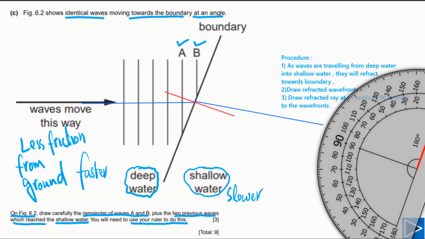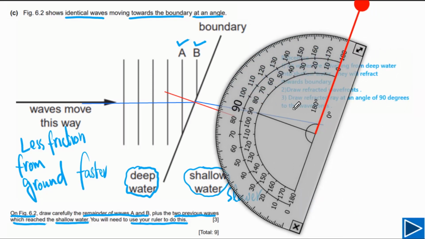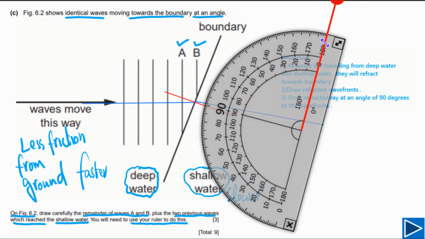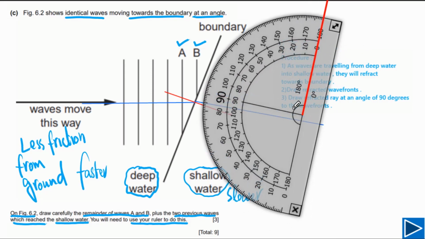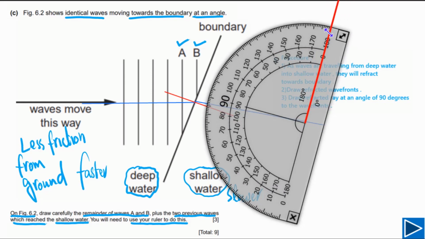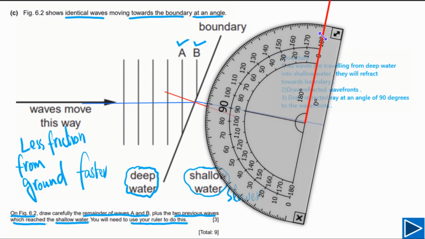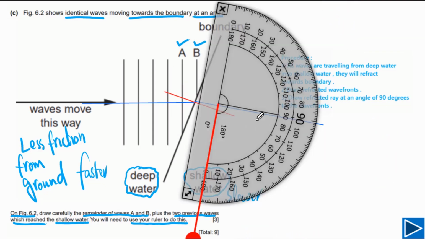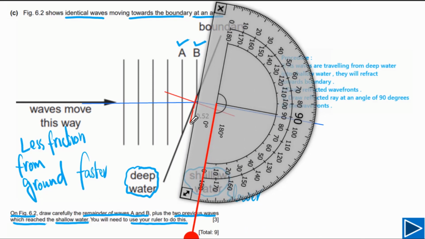Now we need to draw wavefronts. We will change color and we will draw the wavefronts. For the wavefronts, we need to align this. Wavefronts have to be at an angle of 90 degrees to the rays. So we will align first of all this protractor like this. We can also move like this, so it will be easier to draw. We need to draw and complete these waves. So this is our refracted ray in shallow water.